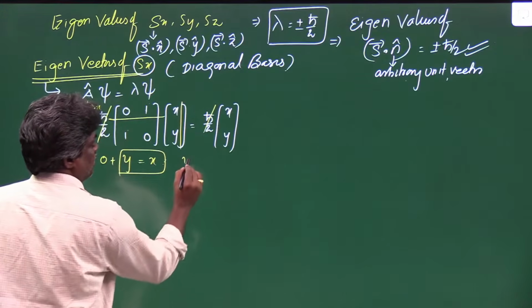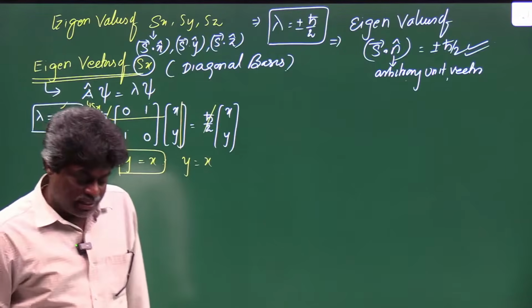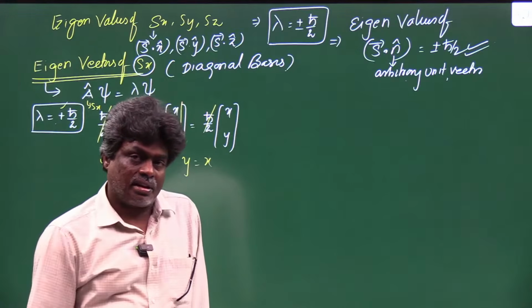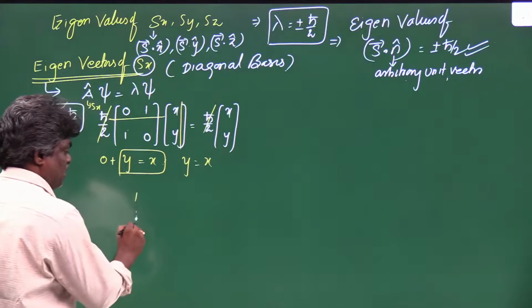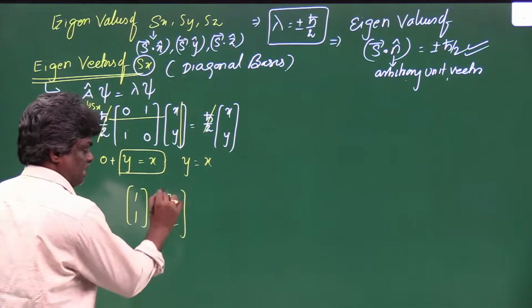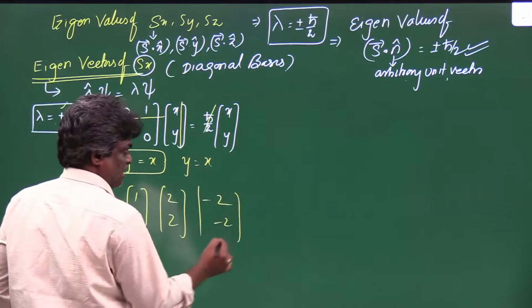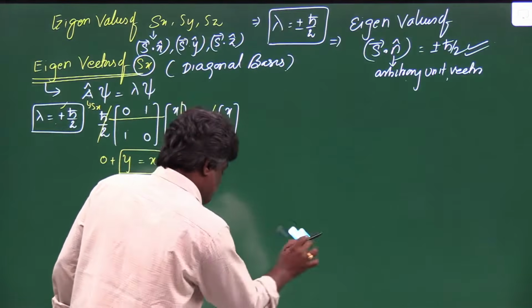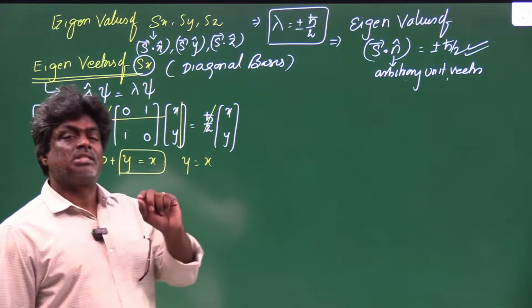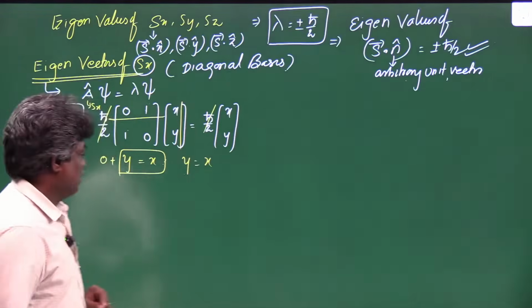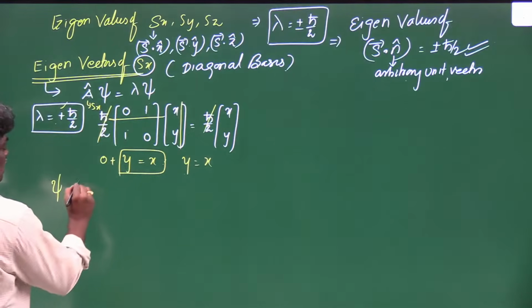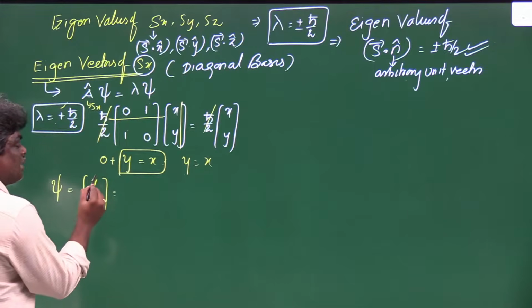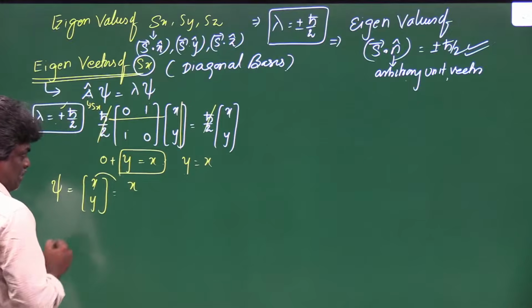Now you are going to write the eigenvector. Remember one thing: infinite eigenvectors exist. If I say 1, 1 is the eigenvector, 2, 2 is also an eigenvector, minus 2, minus 2 is also an eigenvector. Like this, so many eigenvectors will be there. But which one do we take as the standard? The least one. So finally I am writing my psi. I have assumed psi as x, y. Please keep this x as it is. Now what is your y?